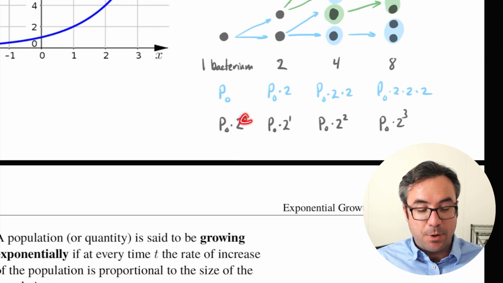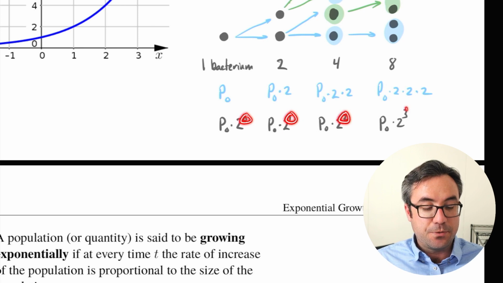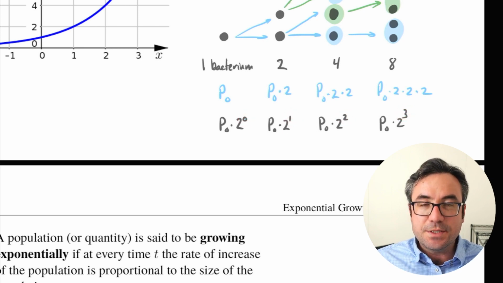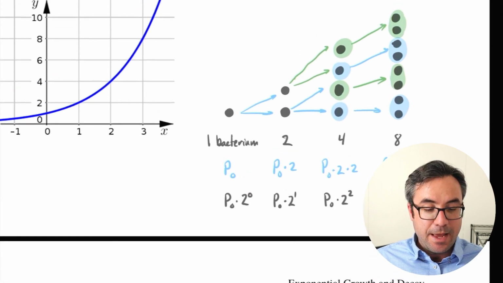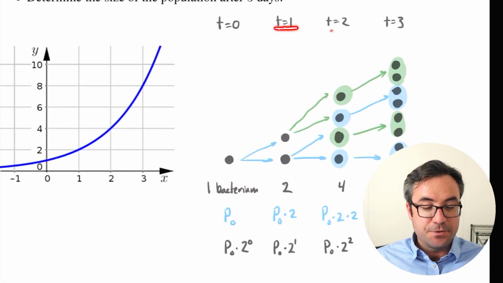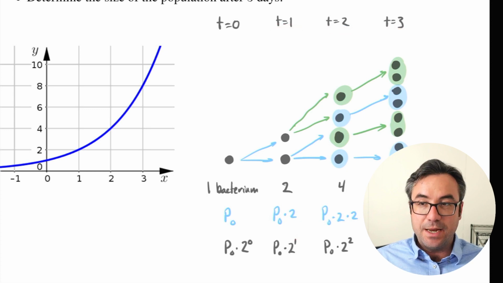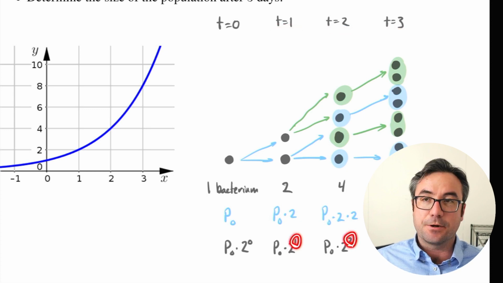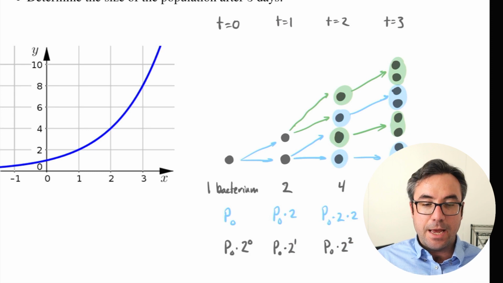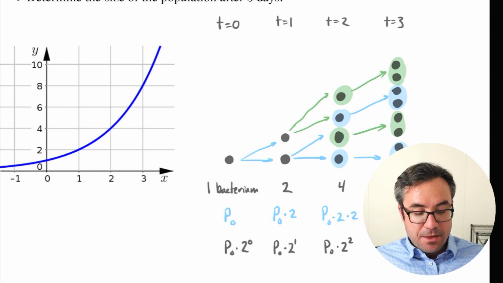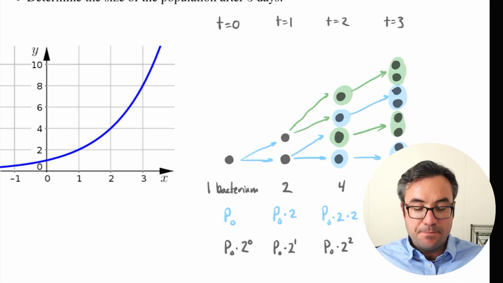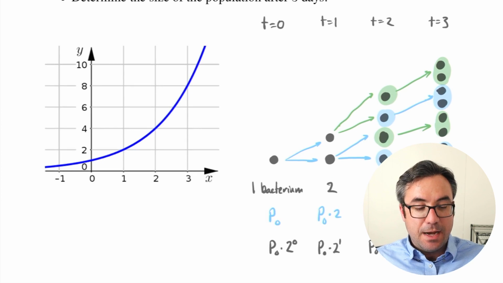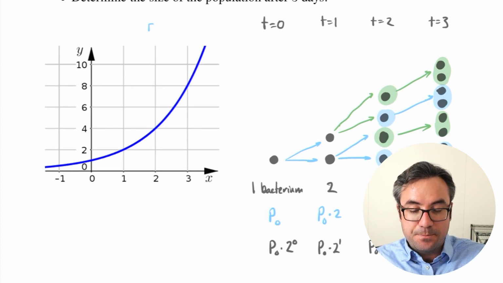And so these exponents, 0, 1, 2, 3, aren't a coincidence. Our population is doubling every day, and these time values are represented in the exponents here. And what we see is that these population sizes actually fit onto an exponential curve.